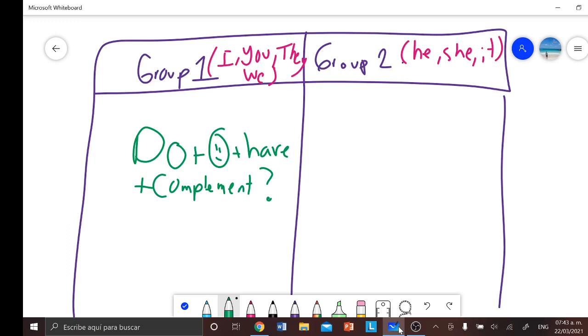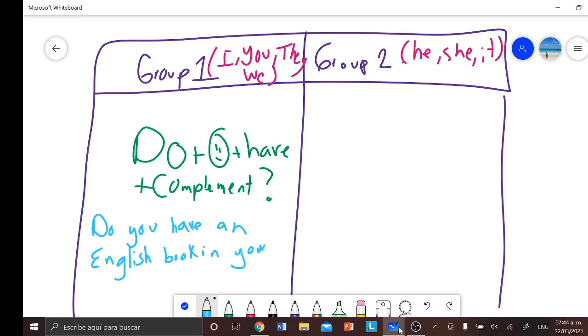Let me tell you an example so you guys can understand. Ahí les doy un ejemplo para que puedan entender. Over here we can say, do you have an English book? Do you have an English book in your backpack? Over here, what does this mean? ¿Qué significa esto? Que si tú tienes un libro de inglés en tu mochila.